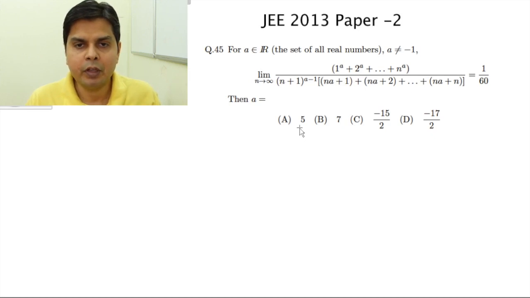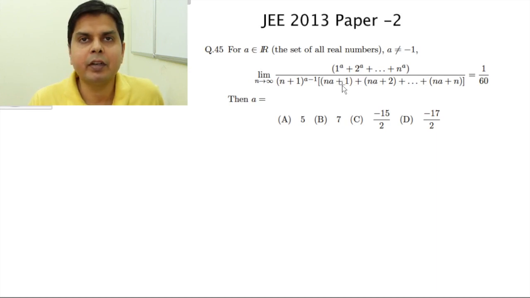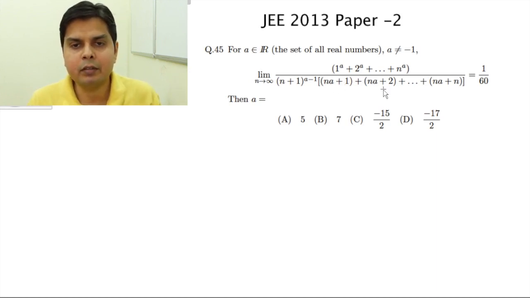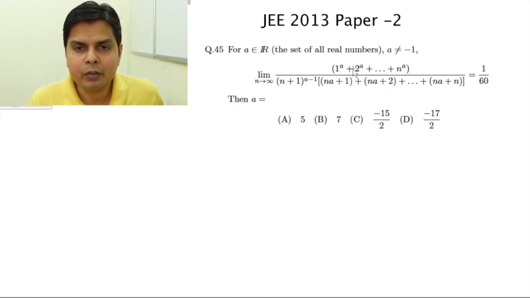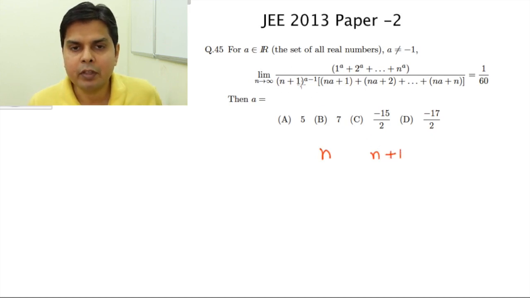So first of all, how to attack this problem? The denominator terms look pretty simple because this is nothing but an arithmetic progression, so I can find the sum of this thing. This also has 1 to the power a, and it has n terms, and here I have n plus 1. So my problem is how to reconcile this n and n plus 1. Once I make it somehow n, then I can use some formula of definite integral using limit as sum. But how to make this n plus 1 as n?